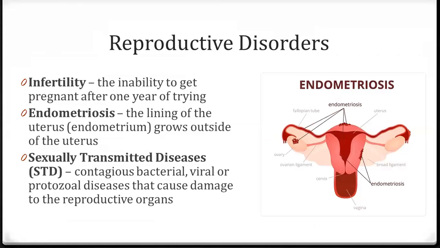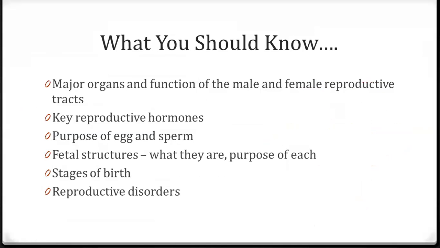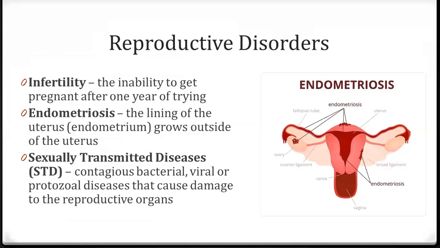Reproductive disorders. You can have infertility, which happens to a lot of people. That's the inability to get pregnant after 1 year of trying. Endometriosis is when the lining of the uterus, the endometrium, grows outside of the uterus. It's very painful. Sexually transmitted diseases, STDs, could be a bacterial, viral, or protozoal infection, and they can cause damage to the reproductive organs.